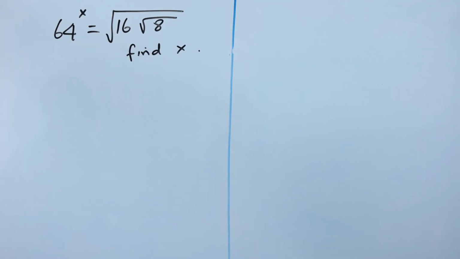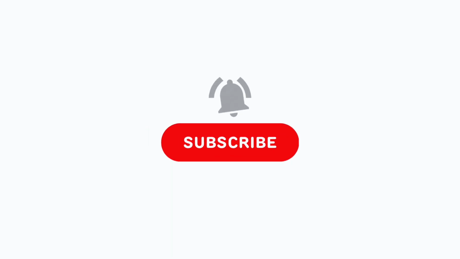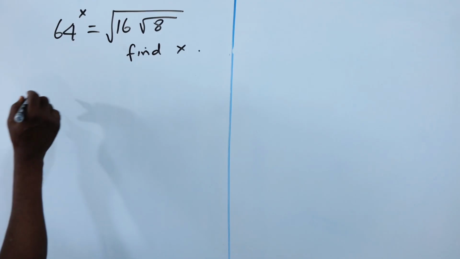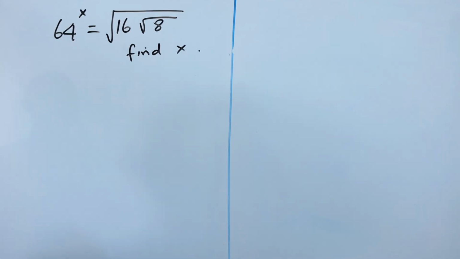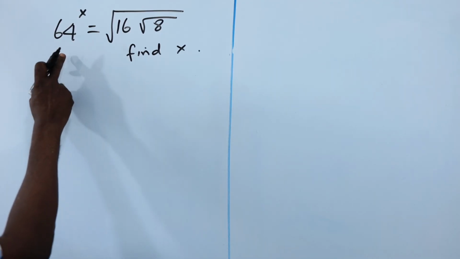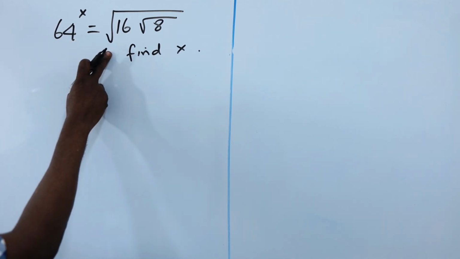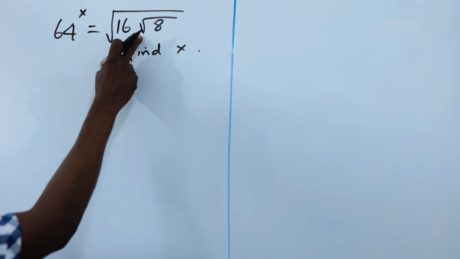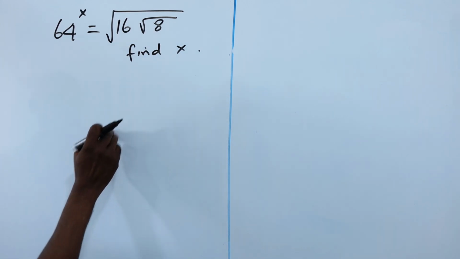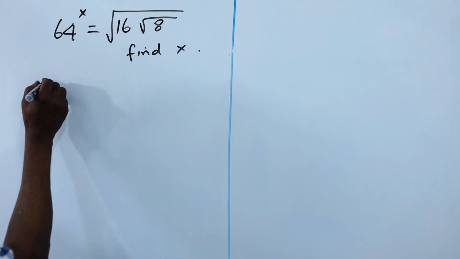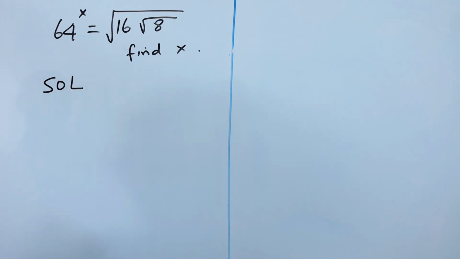Today we are going to drink from the wealth of experience. We have before us this problem: 64 raised to power x is equal to square root of 16 times square root of 8. Find x. We have this solution.